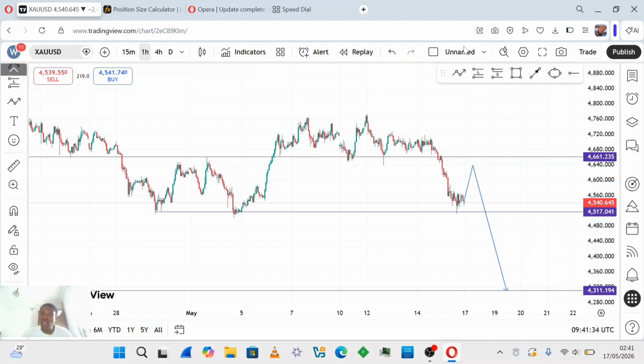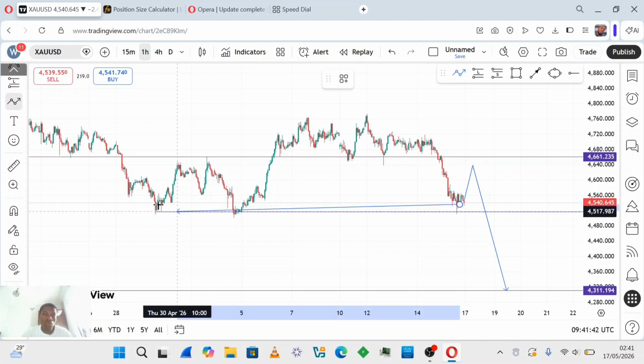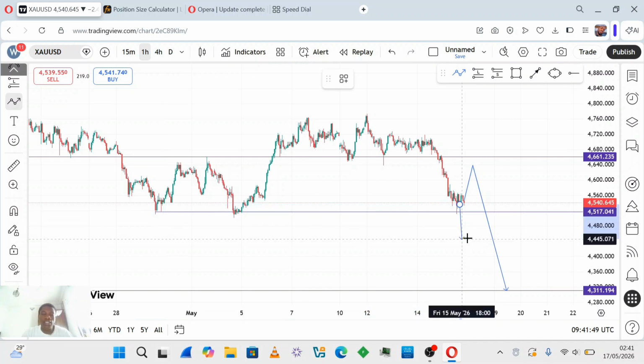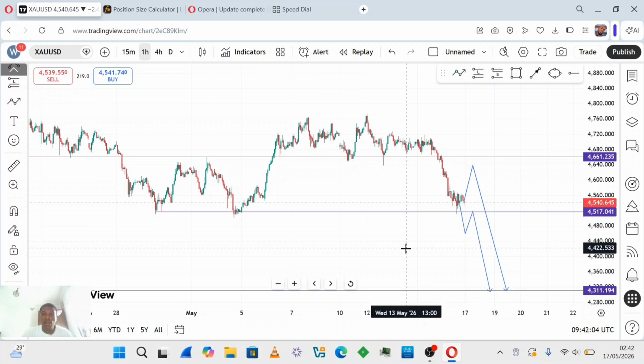Or if price doesn't make that move, you wait for a clear break of this low here, of this double bottom here. Just wait for a clear break of this level, because when price breaks this low, it means that sellers are not in the market until you wait for a retracement, and the next area of sellers or buyers will be here.